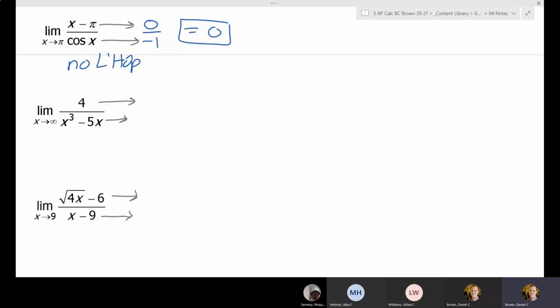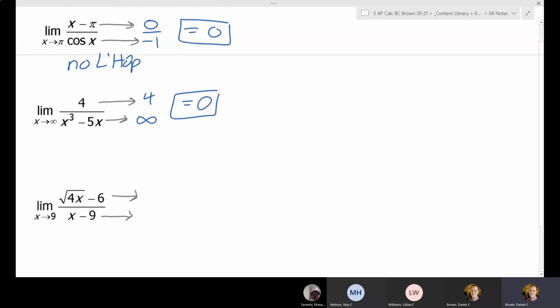Looking at the second one, that numerator is always 4. Big clue that this one will automatically not be L'Hopital's rule. The denominator is going towards infinity. 4 over infinity, what is this limit going to be? 0. 4 over a huge number, that one's also going to go to 0.